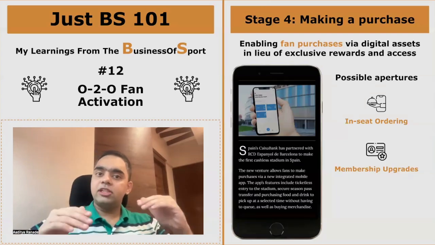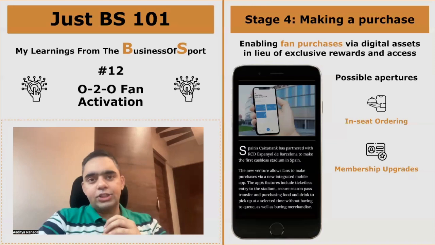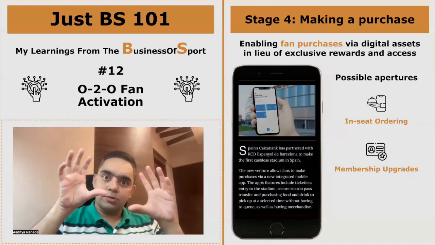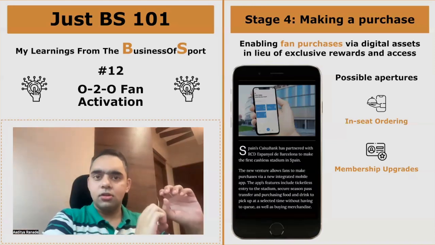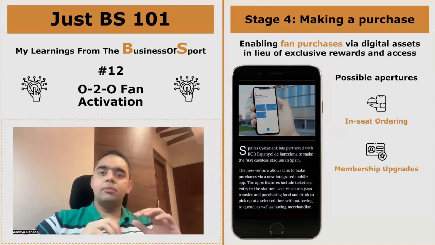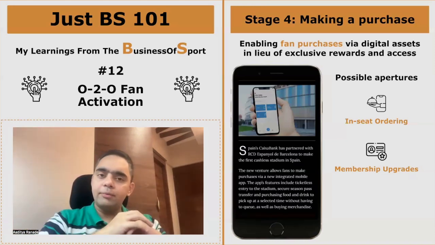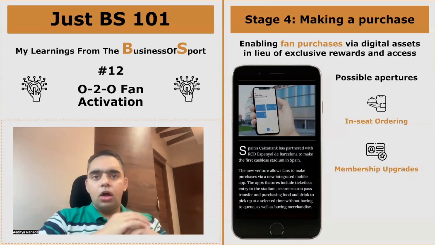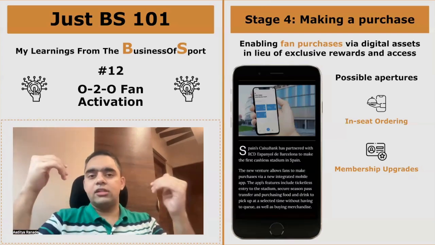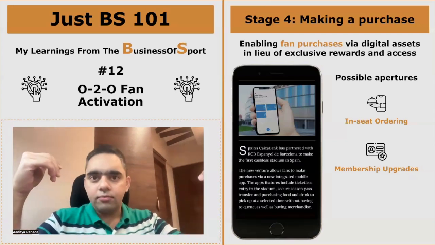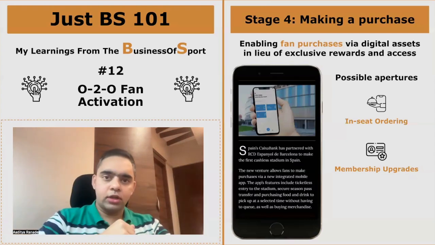Next, membership upgrades. We saw in a previous section that some stadiums have specific locations or sections that are accessible only to a certain cohort of fans, typically the highest tier in the fan loyalty program or the membership program. What if someone experiences this live at the stadium, wants to spot upgrade? You can do that exclusively using your mobile application.